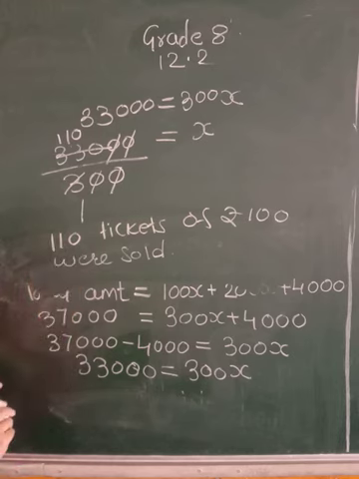Are you understanding me? Okay. So 110 tickets of rupees 100 were sold. I hope the concept is clear. Okay. Let's go to the next problem now, students.